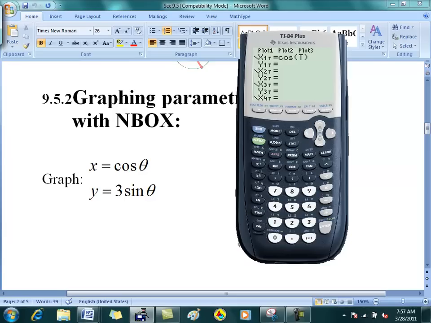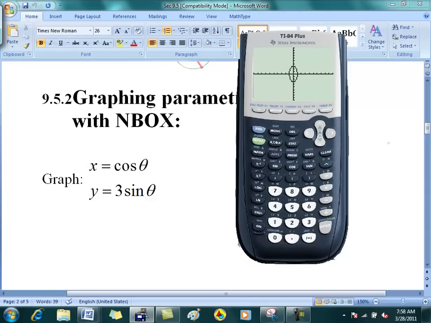Is everybody okay on that? So you're going to go 3 sine, and you're going to graph that. Well, I need to change my scale, so just do zoom standard. And right there is the kind of graph that Myra drew. What shape is this? It's an ellipse. Everybody there?